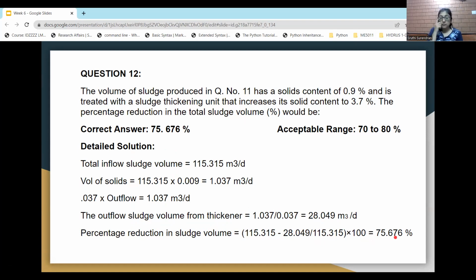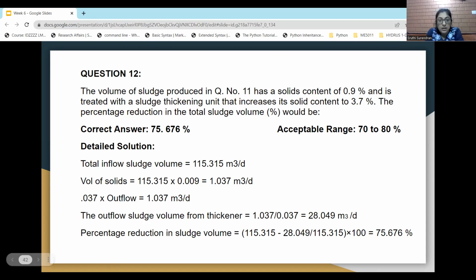So if you check the practice problem in the lecture provided and these two problems, I believe it will be sufficient with regard to this sludge thickening unit and to understand the solid contents and the terms required for this kind of numericals. So do go through it in detail and this will help you solve problems in the assignment also.